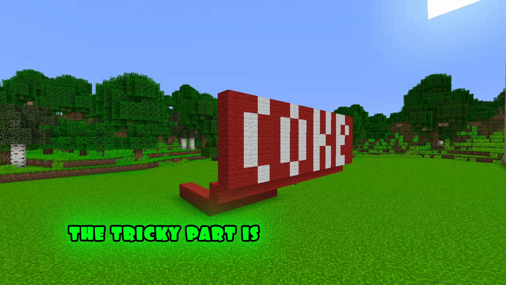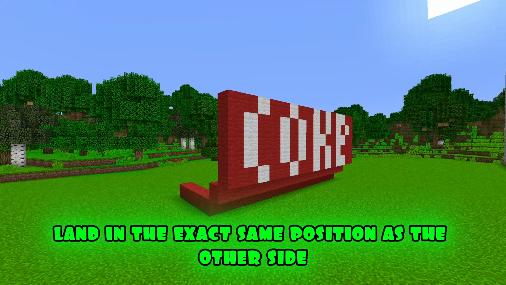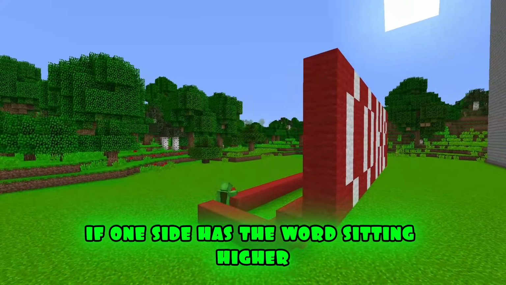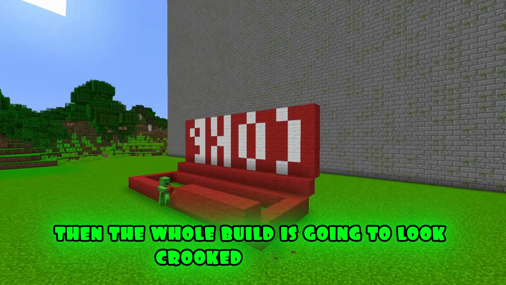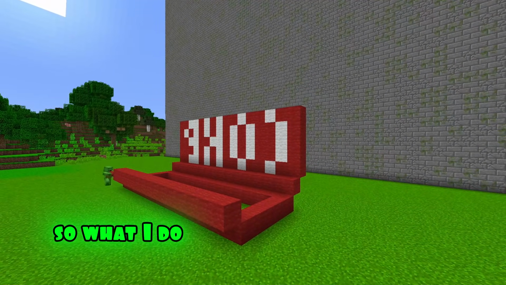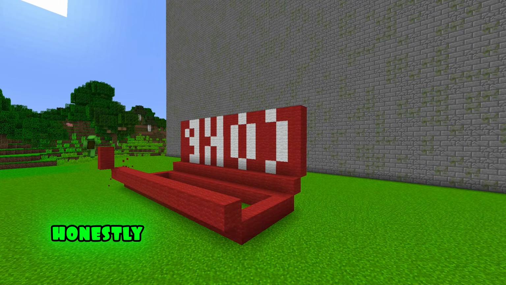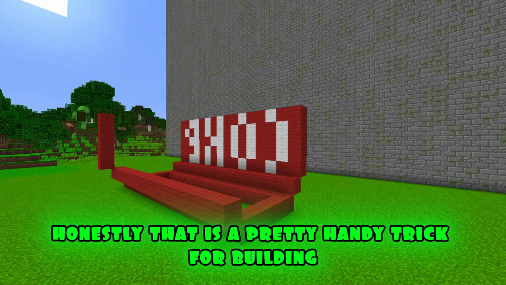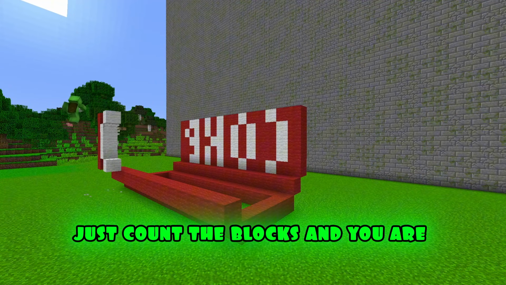The tricky part is making sure the letters land in the exact same position as the other side. If one side has the word sitting higher and the other side has it sitting lower, then the whole build is going to look crooked and weird. So what I do is count the blocks from the edge to figure out where each letter should start. Honestly, that is a pretty handy trick for building anything that needs to match on two sides. Just count the blocks and you are good.